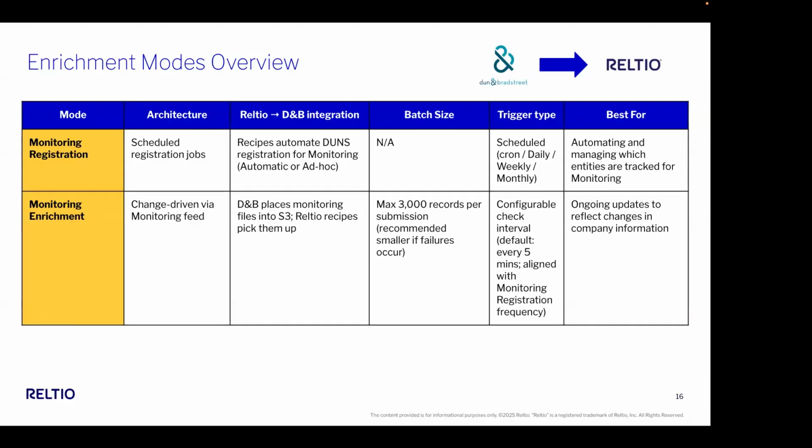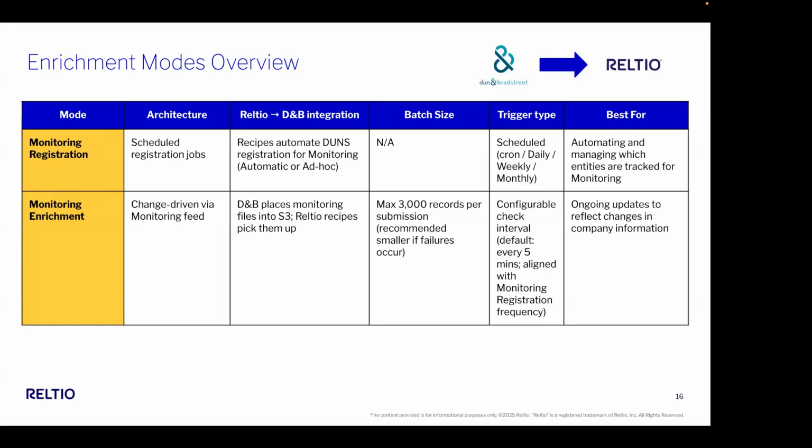The batch size recommendation here is 3000 records per submission, and again, we recommend anything smaller if you encounter undue latencies. The trigger type here is a configurable check interval. It could be the default of every 5 minutes, but that probably doesn't make sense because you would have an agreement of an intraday, daily, or weekly interval for receiving these monitoring notifications with DNB. So it is best to be in lockstep with that configuration that you have with DNB. The minimum we would recommend would be 24 hours or more.